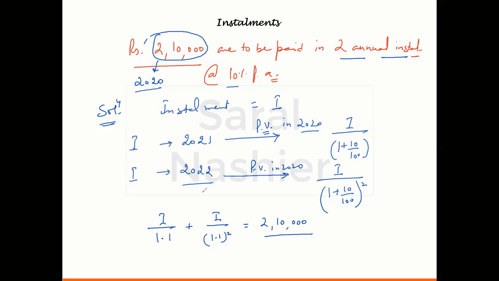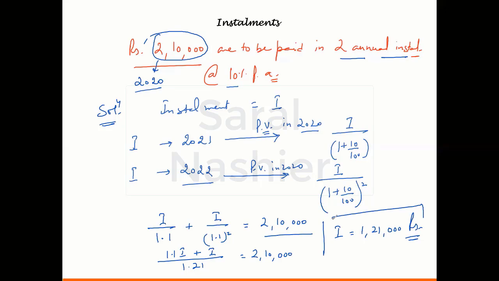Whatever money I am going to pay in the coming years, all that money today should be equal to my debt, whatever money I have taken. So just solve it. The denominator would be 1.21. In the numerator, you will have 1.1 plus I is equal to 2,10,000. So this gives me the value of I as 1,21,000 rupees, which is my answer.